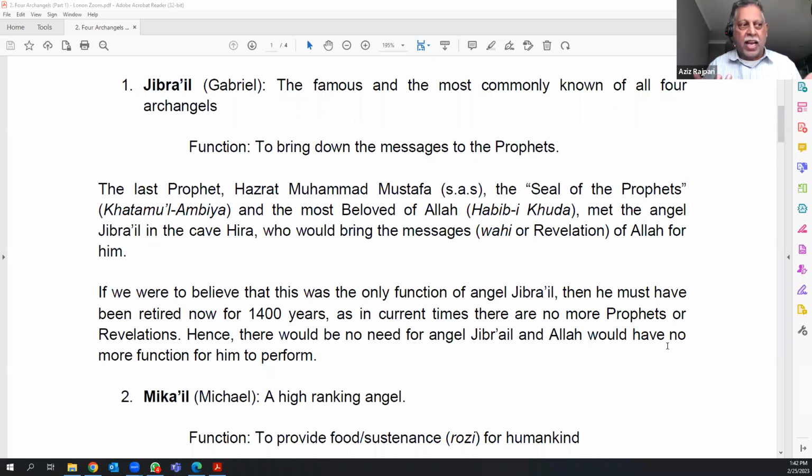As in current time, there are no more prophets or no more wahi, revelations. Hence, there would be no need of angel Jibril, and Allah would have no more function for him to perform. बेचारा, उसकी तो छुट्टी हो गई। अब वो क्या कर रहा होगा?